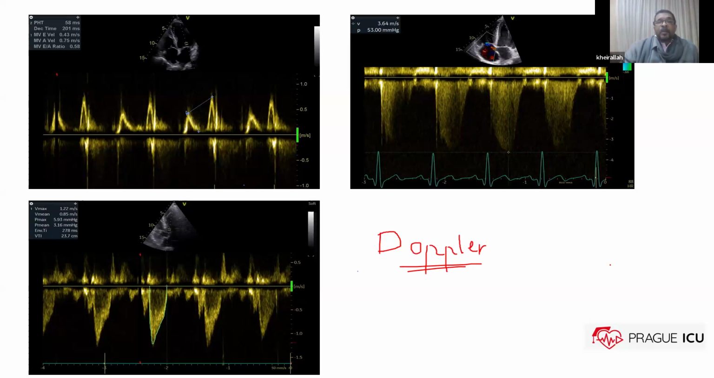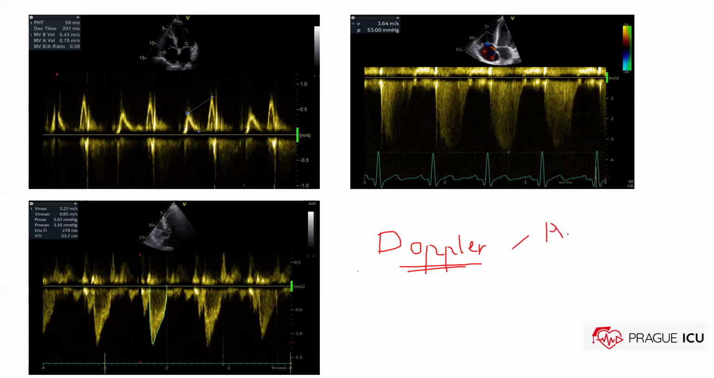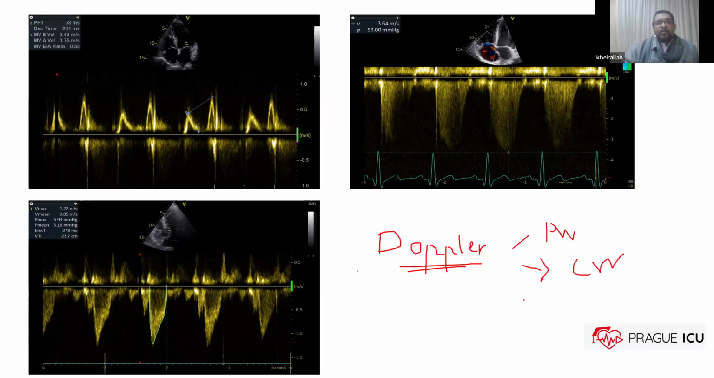In Doppler, we have PW and we have CW and we have color Doppler, and we have TDI. So we have 4 types or 4 modalities of Doppler.